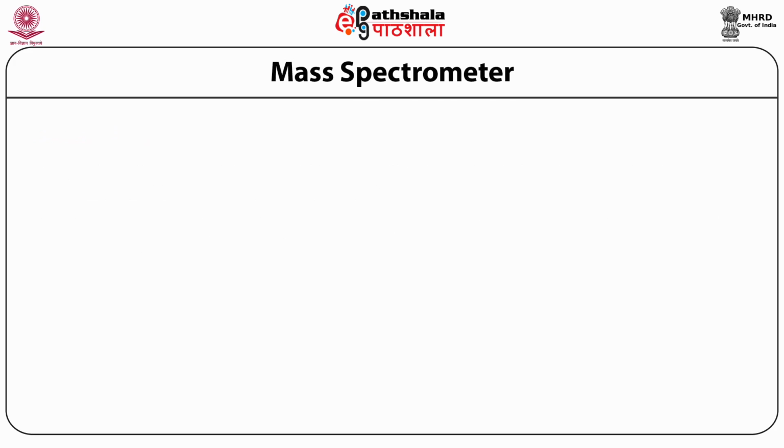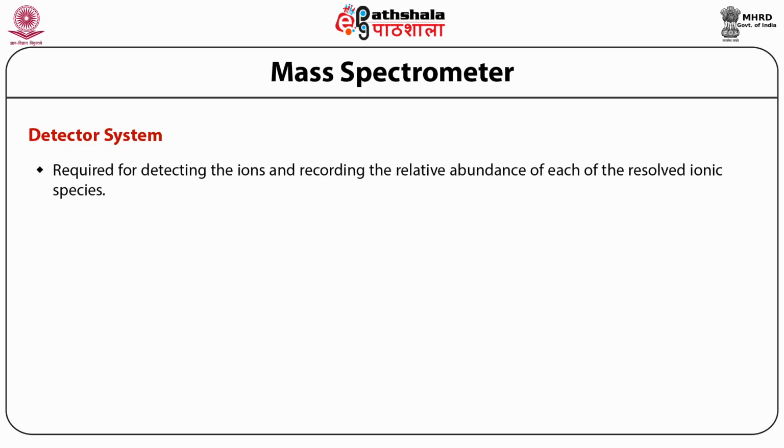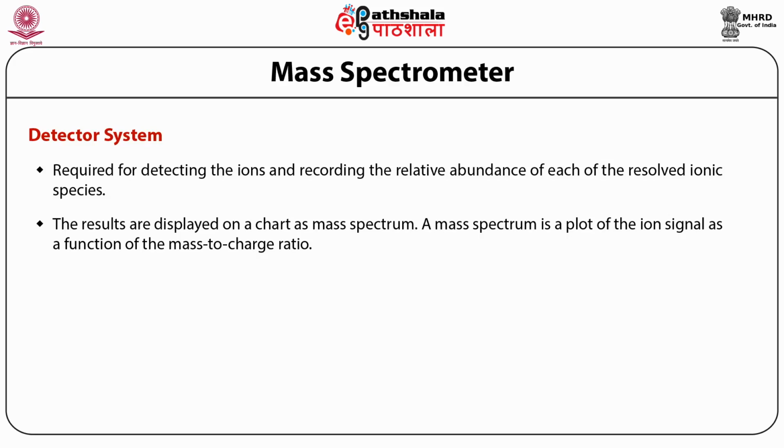The third system or the last component of mass spectrometer is the detector system, which is required for detecting the ions and recording the relative abundances of each of the resolved ionic species. The results are displayed on a chart as mass spectrum.